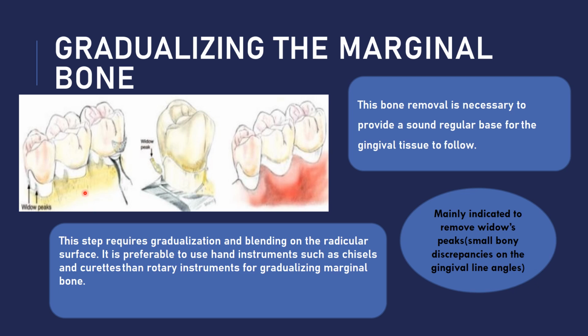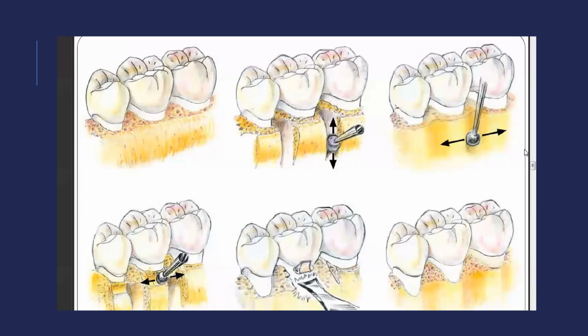So with the rotary instrument, we cannot attain that type of fine or precise removal. So we can use hand instruments more compared to rotary instruments. Okay, so it is mainly indicated to remove widow peaks, the small bony discrepancies on the gingival line angles. Okay, so this is all the procedures together.